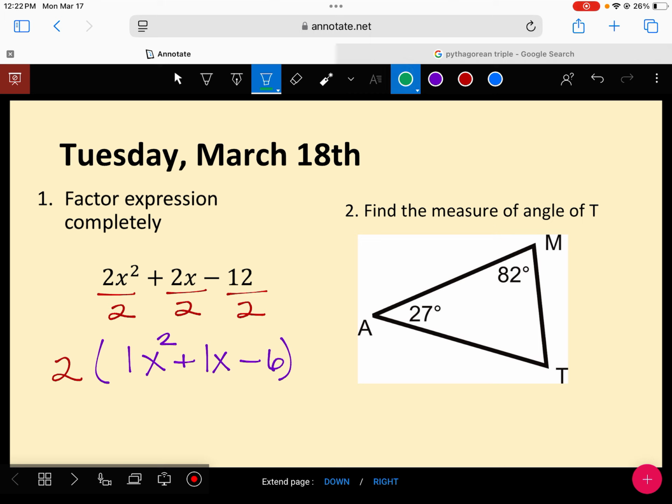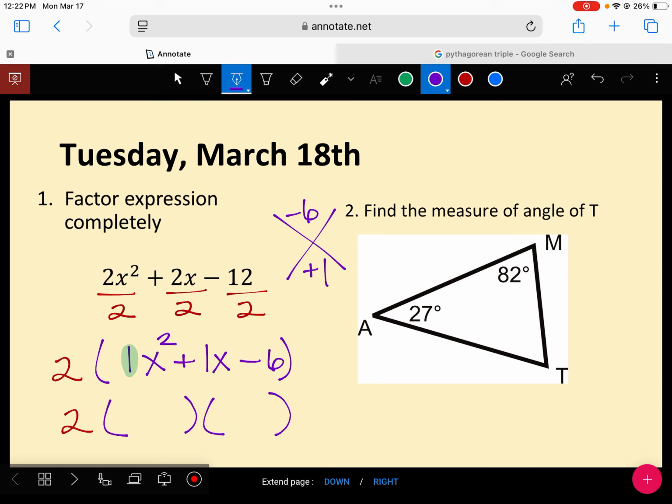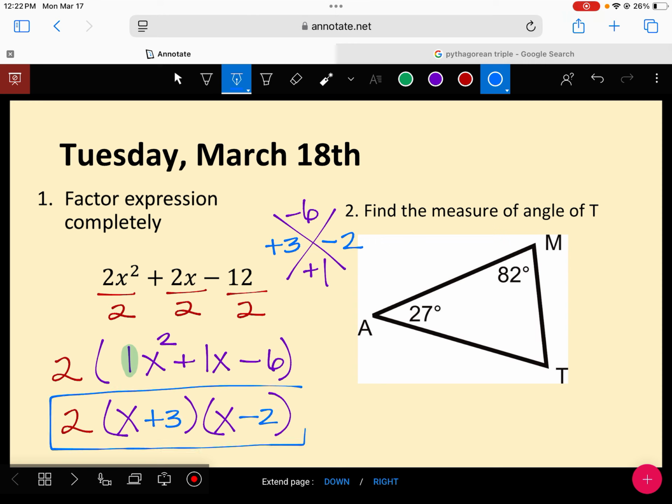And yesterday we talked about whenever a is 1, we actually don't need to make our box. We need to find 2 numbers that multiply to -6 and add to 1. So we'll have our 2 boxes. And now we're looking for our 2 numbers. So 2 numbers that multiply to give you -6 and add to 1 would be a +3 and a -2. So we simply just put those 2 numbers into our parentheses, and we have factored that expression.